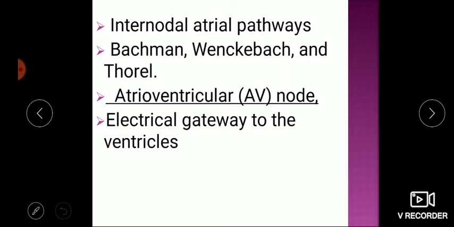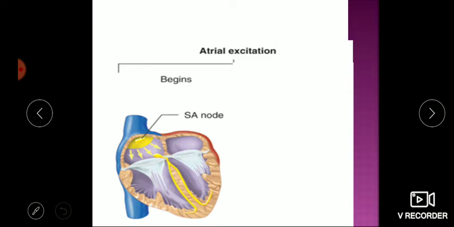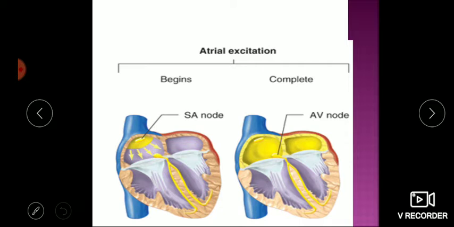These conducting pathways are there. If they are blocked or damaged, the impulse will not travel from one to the other. So you have to consider these factors while examining the heart. There is a delay of about 0.1 seconds, the AV nodal delay. Now you can see in this diagram, from the SA node to the AV node the impulse travels, and during this traveling the whole atria get excited.